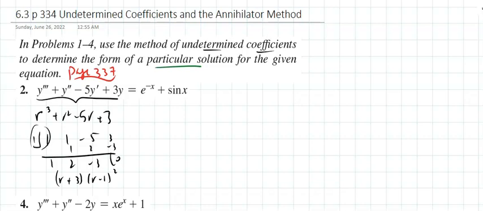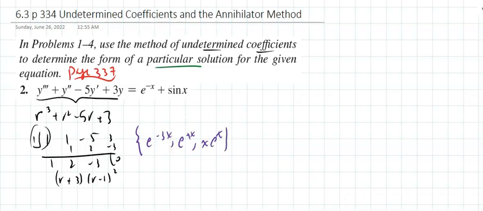So we know that we're looking at e to the negative 3x, e to the x, and x times e to the x. Well, that doesn't repeat in there. So we know that the solution for the particular is going to be a e to the negative x plus b sine of x plus c cosine of x.